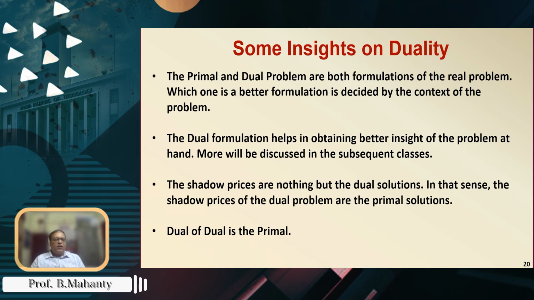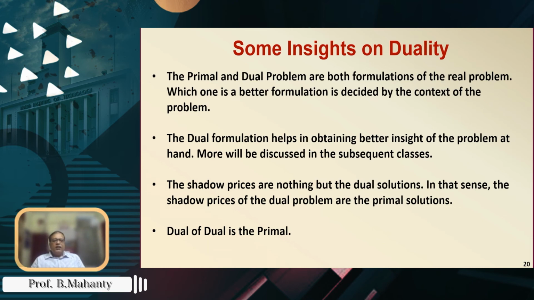So I already told that we shall discuss other theorems. We shall see many examples and things of that sort. The shadow prices are nothing but the dual solutions. In that sense, the shadow prices of the dual problem are the primal solutions that we have already seen in the example. All right, and dual of a dual is the primal. So these are some insights on duality.